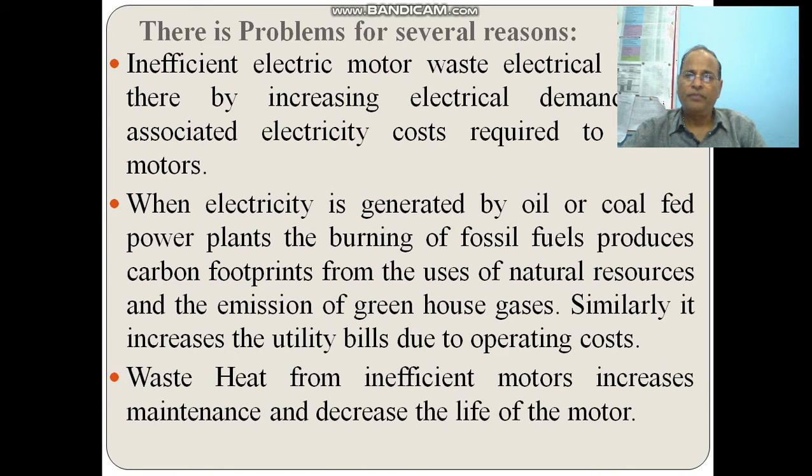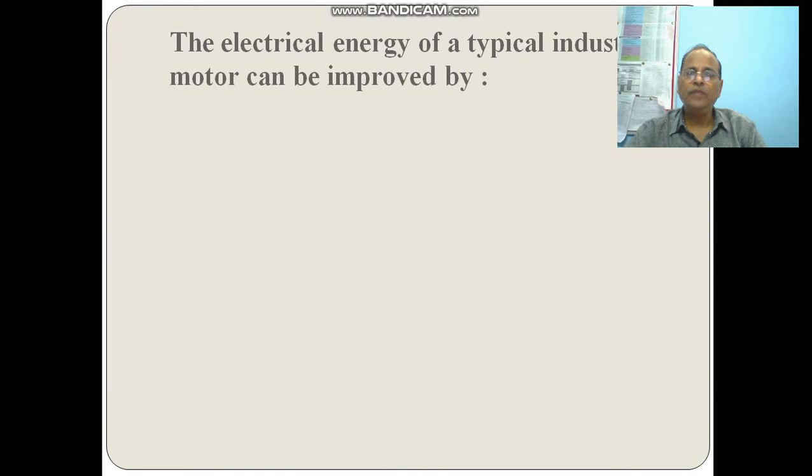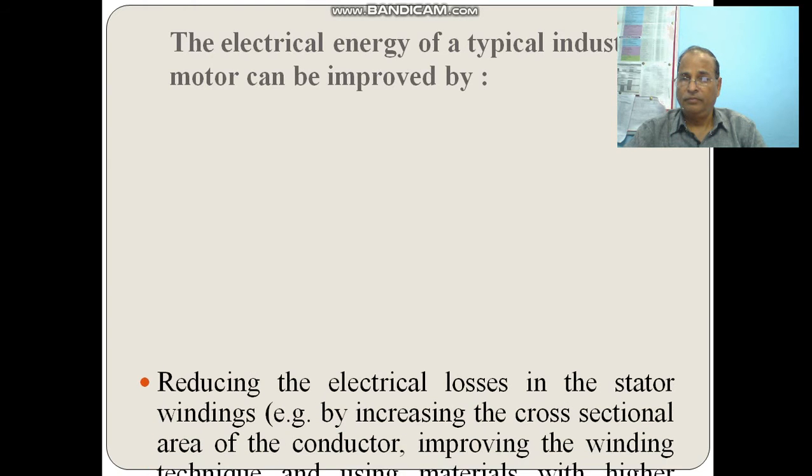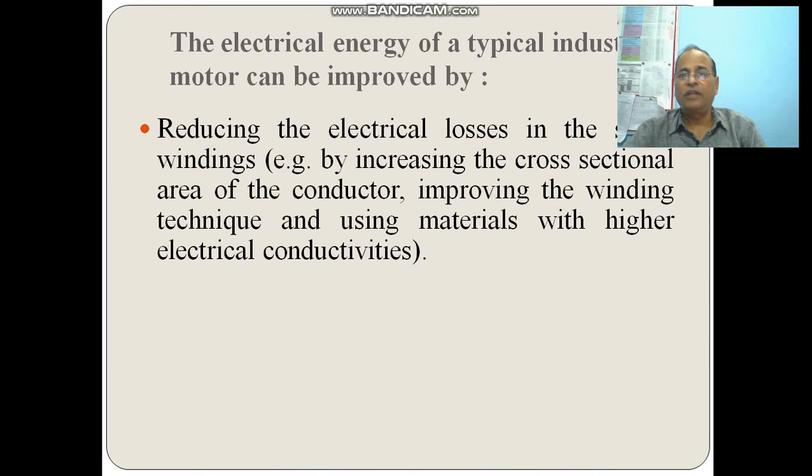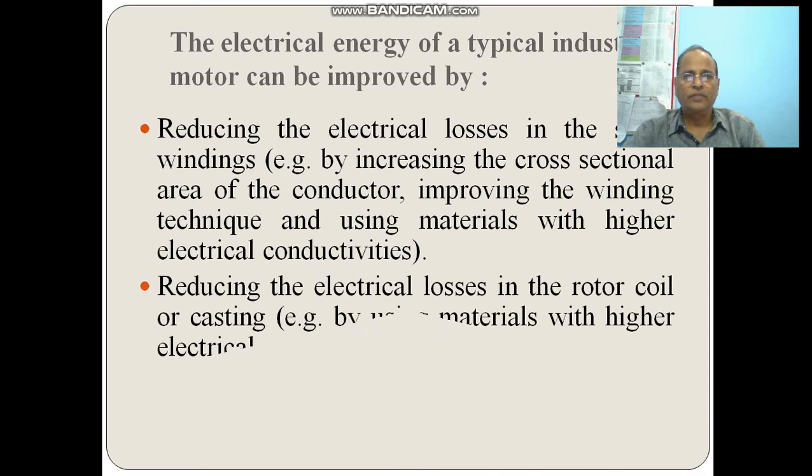Waste heat from inefficient motors increases maintenance and decreases the life of the motor. The electrical efficiency of typical industry motors can be improved by reducing the electrical losses in the stator winding by increasing the cross-sectional area of the conductor, improving the winding technique and using materials with higher electrical conductivities. Reducing the electrical losses in the rotor coil or casting by using materials with higher electrical conductivities.